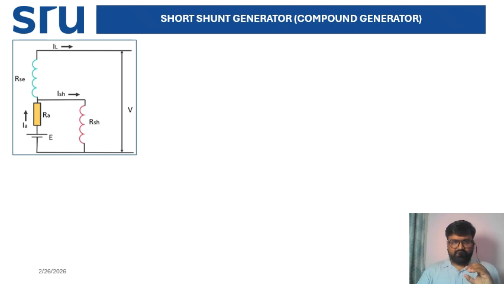In long shunt, what will happen? This resistance completely covers the armature as well as the series resistance. But here in short shunt, it is only covering this armature resistance, right? Then come to the point, how will we solve this one? If you see the armature part as well as the field part, both are parallel to each other.